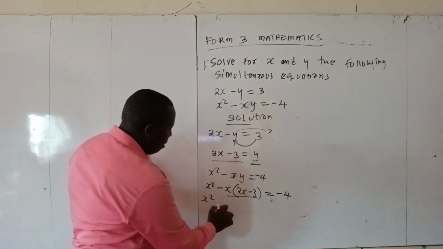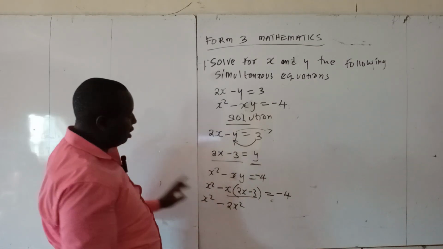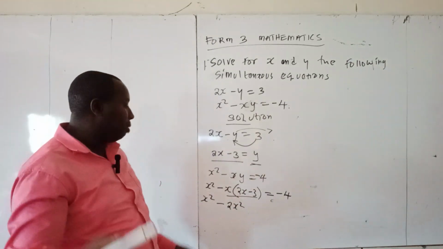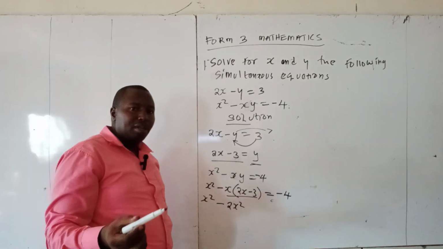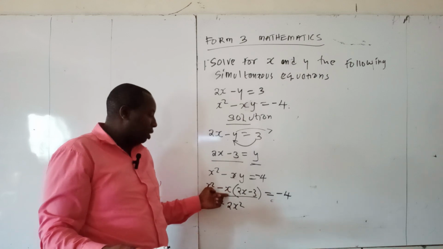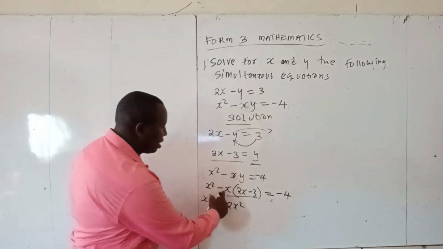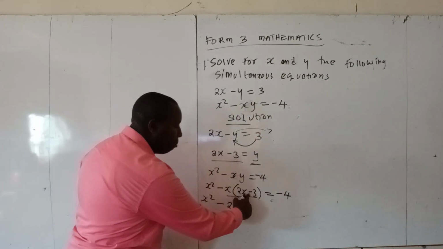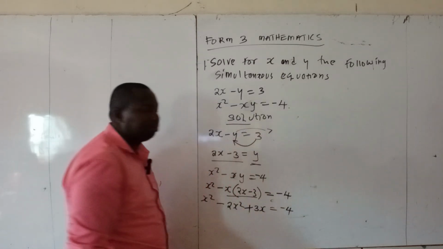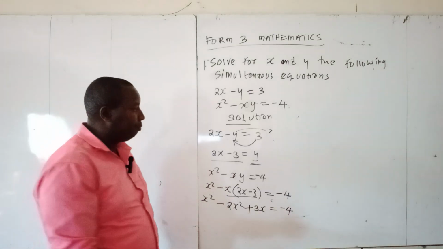So x squared minus 2x squared. And then this is minus and minus. Remember, in integers in Form 1, when you're opening the bracket and this is a minus, a minus times a minus means positive. When this bracket is there, it means you are multiplying the number inside the bracket. So it is minus x times minus 3, that becomes positive 3x equals to negative 4.